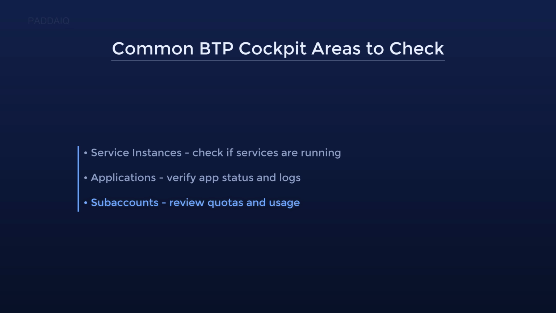Sub-accounts, review quotas and usage. This means checking the allocated resources and how much you have consumed in each sub-account to avoid service interruptions. For example, if your development sub-account is near its memory limit, you might not be able to deploy new applications. Regularly monitoring this ensures your projects run smoothly and within budget.